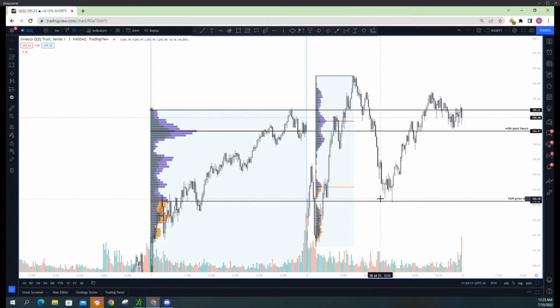POC. You should get out at the POC, and you should not really question it too much. And I'm talking about previous day POC. This would be your first exit.